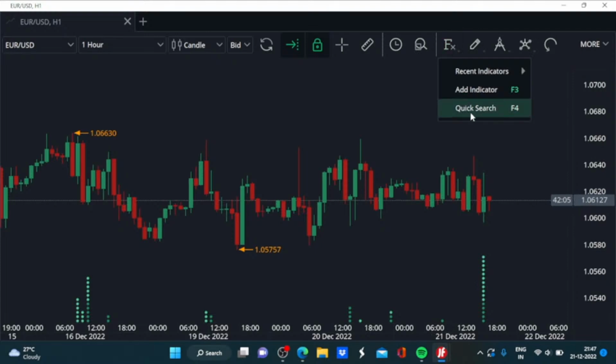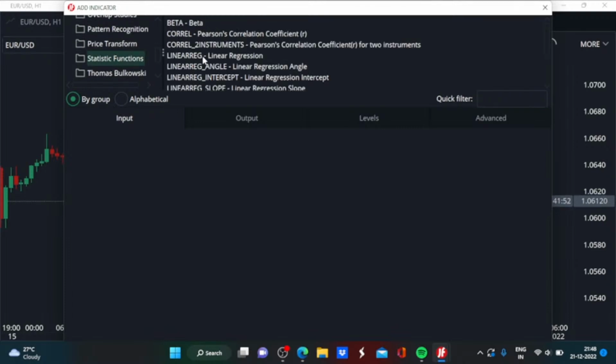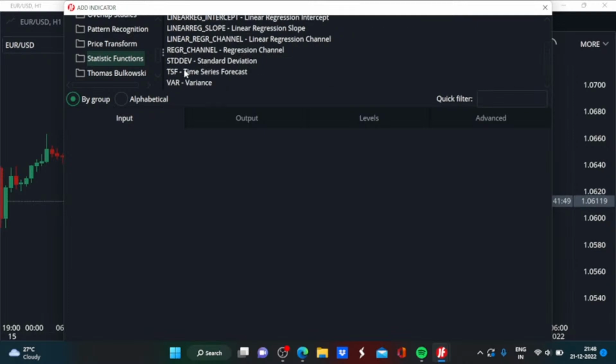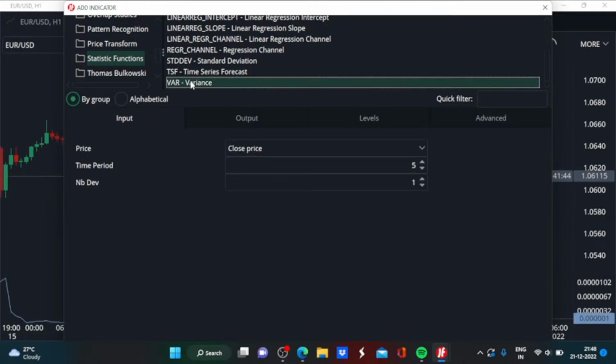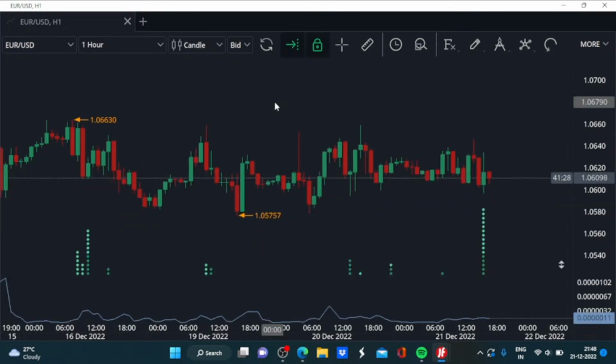You can find this indicator through a quick search, or if you want to know where this indicator is listed, it is included amongst the, not momentum, the statistics functions. Here it comes, and it is just below the time series forecast. Time series forecast I explained to you in the last session. Now it's the turn of the variance. Okay, for a quick plotting, you can do a quick search, and here it appears, variance. All right.